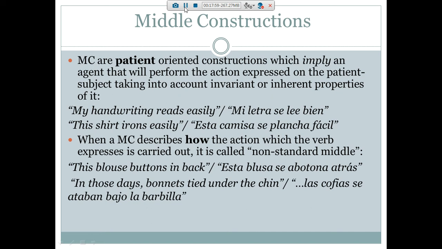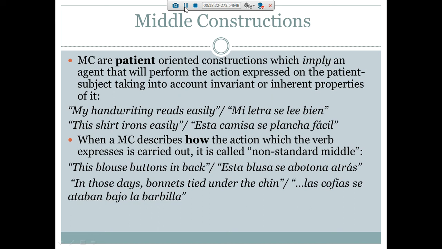There must be something in the fabric of the shirt, the type of fabric, el tipo de tela, que hace que se planche fácil. Entonces es una construcción media. There's an implied agent because someone irons, alguien es el que plancha, alguien cualquiera, es genérico, y hay alguna propiedad inherente a ese sujeto que hace que esa sea la situación.